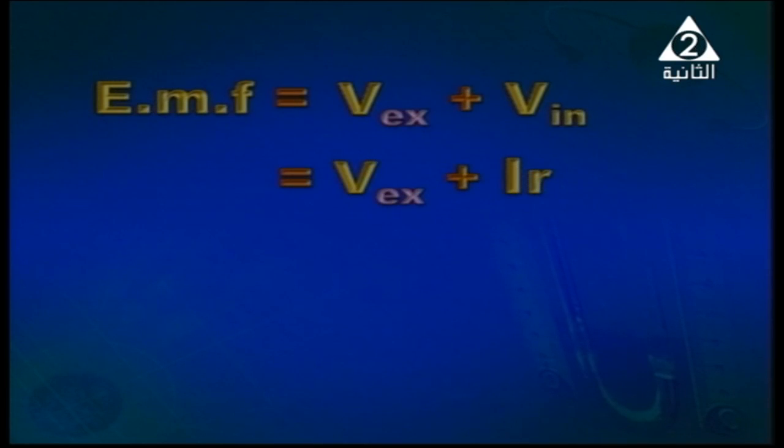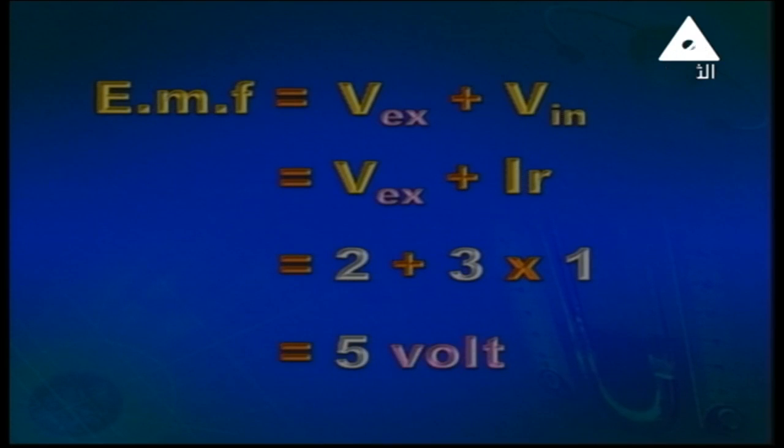And now we can calculate the EMF of the cell. It is equal to V external plus V internal, that is, V external plus Ir. So it is 2 volts plus 3 times 1. It will be 5 volts. So the EMF of the cell is equal to 5 volts.